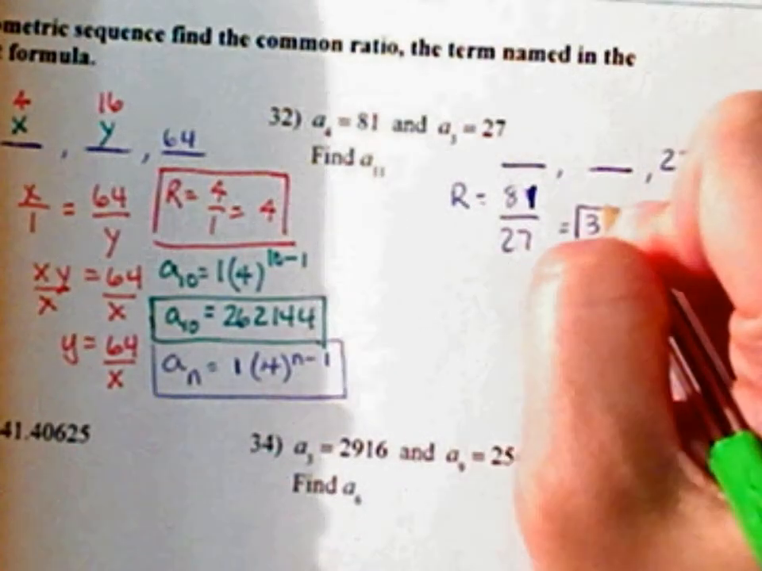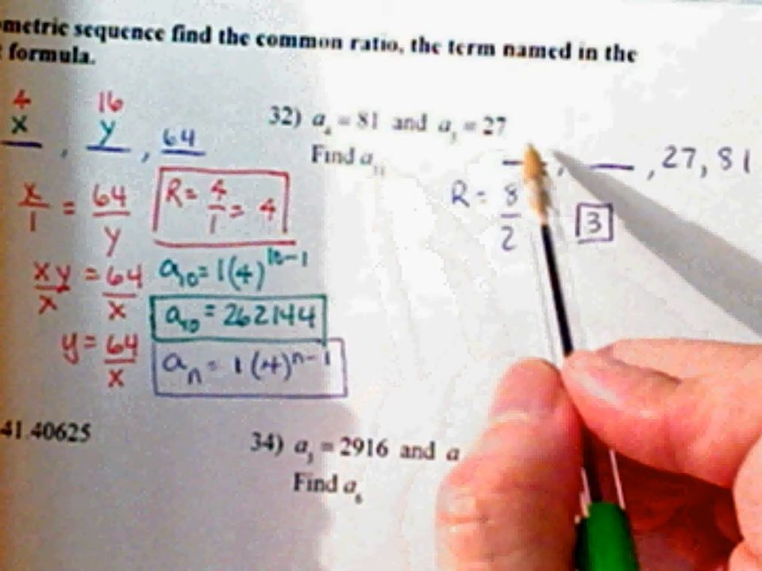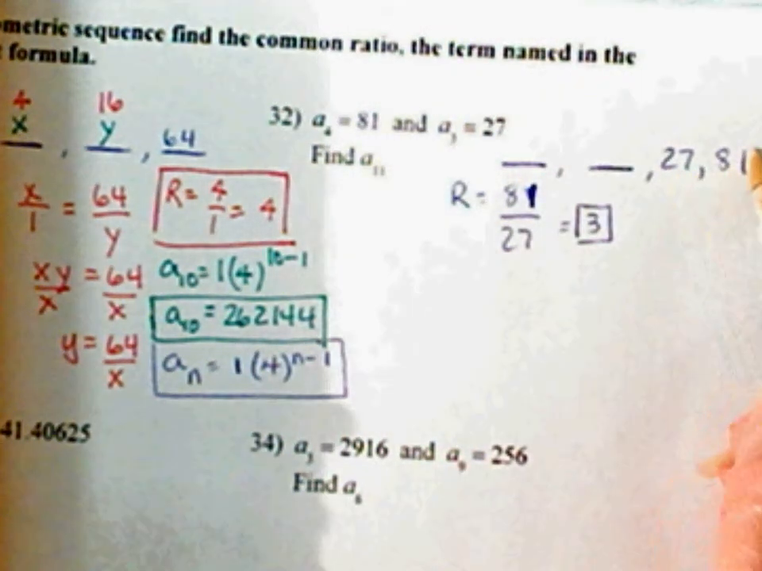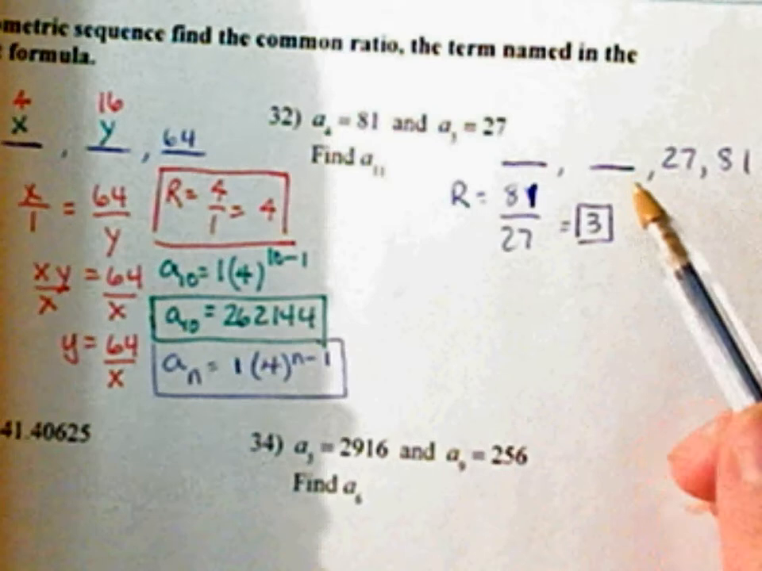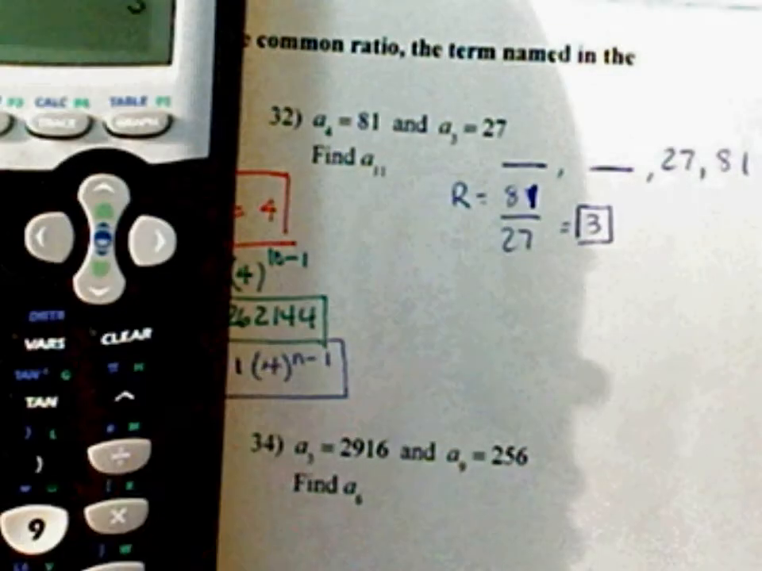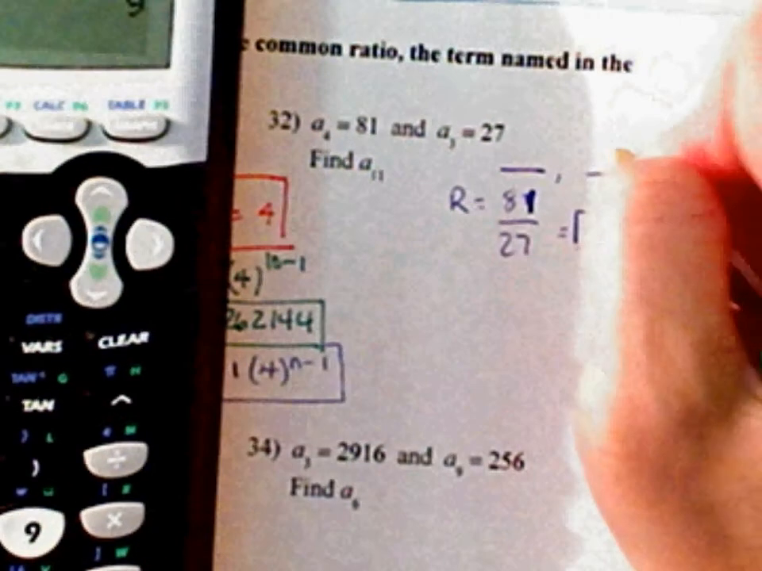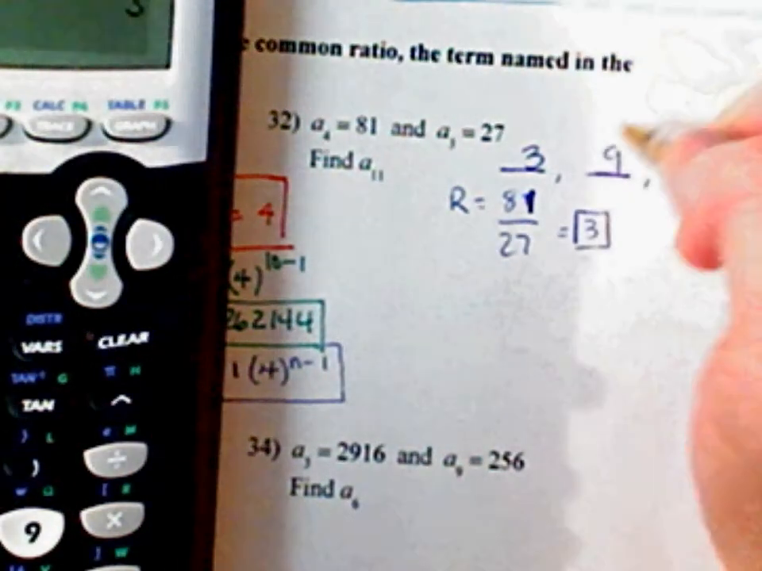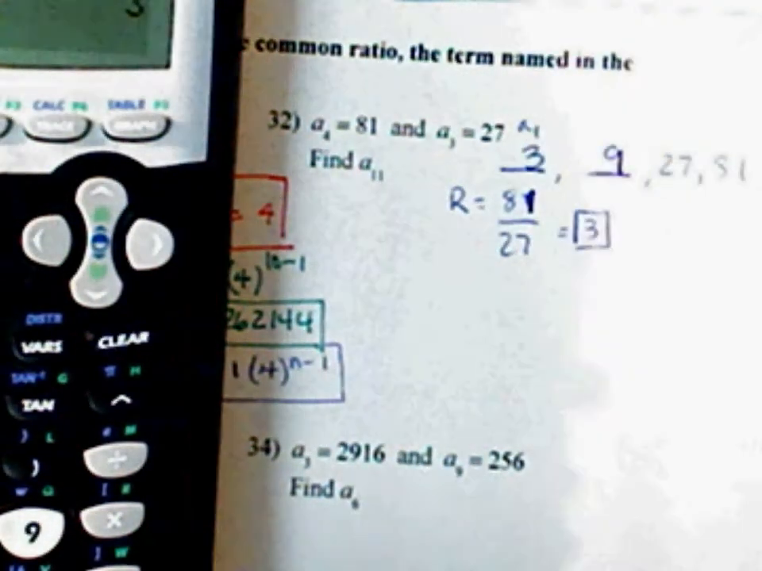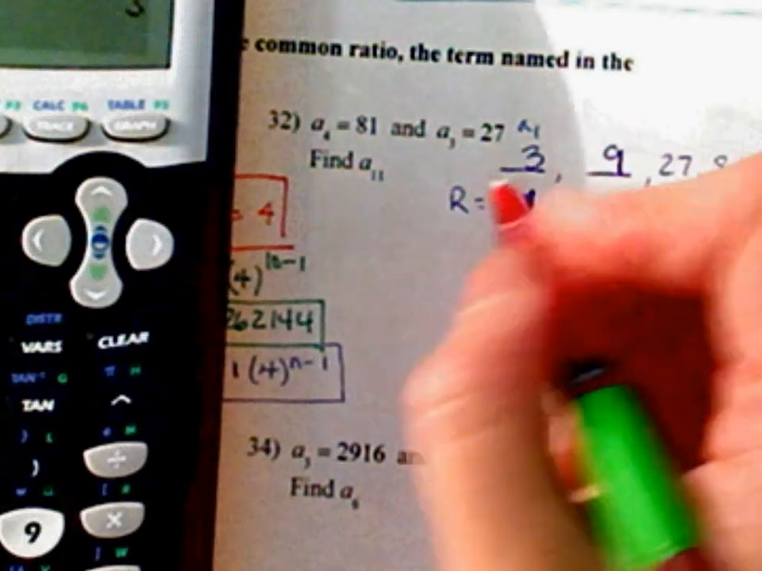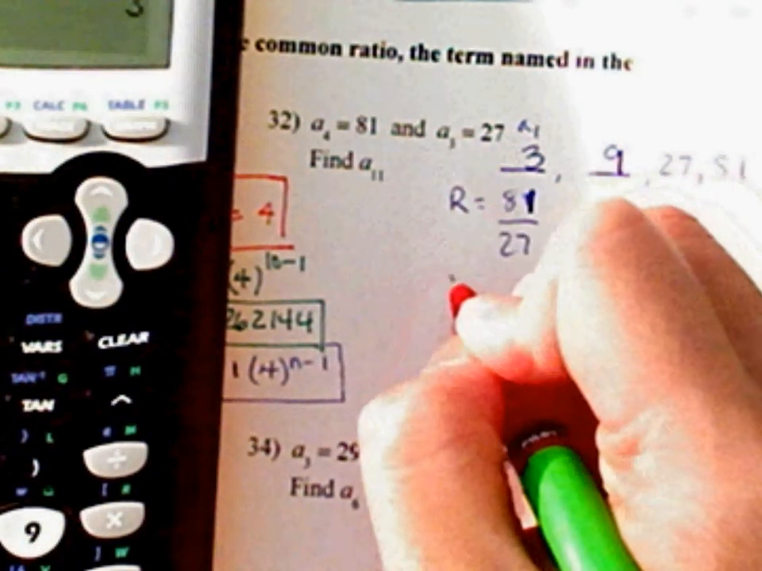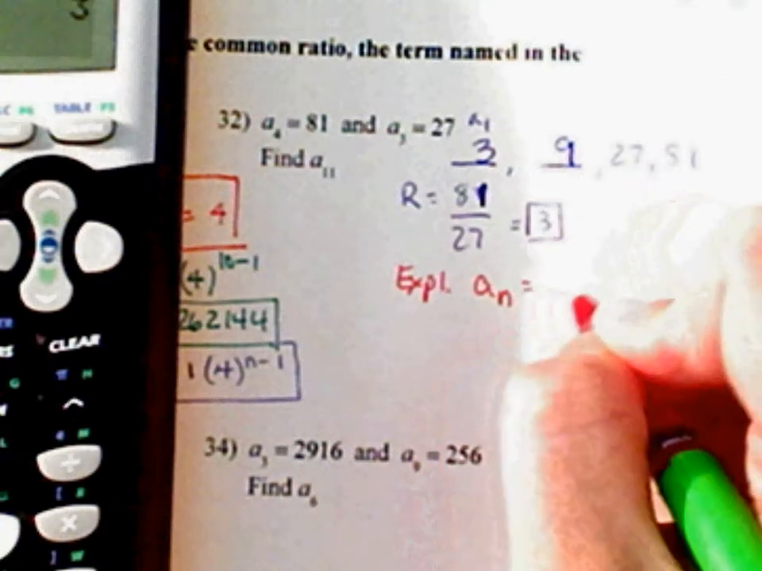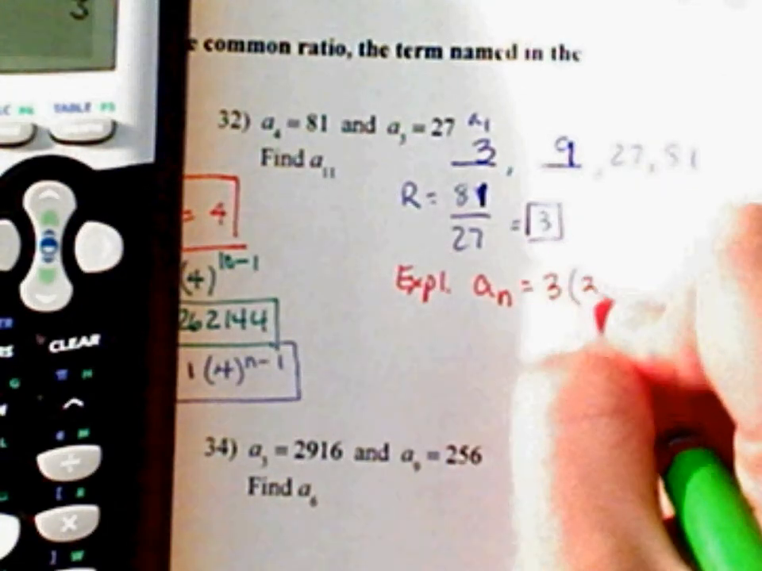Well, you really can't find your 11th term unless you know your first term. So let's take a look. Notice you would go 27 times 3 gets 81. Well, don't you go in reverse? What's the opposite of multiplication? Division. So 27 divided by 3 gives you 9. Divided by 3 gives you 3. You now have the first term. Okay? Knowing the first term, you can now find your explicit formula. So what is your explicit formula going to look like? A of n is equal to, first term is 3, common ratio of 3, n minus 1.